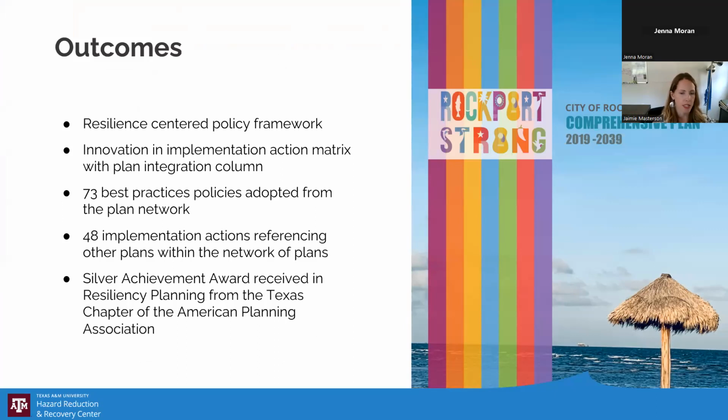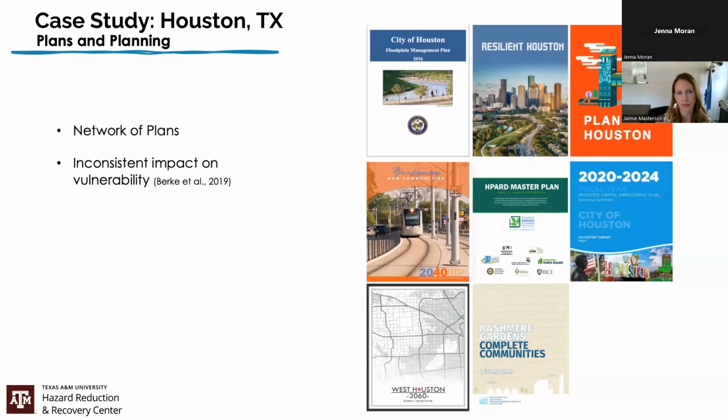Additionally, I said there was this new implementation action matrix that had plan integration incorporated into it. They incorporated 73 best practice policies across the network, which was really exciting. And there were 48 implementation actions that were referencing other plans within that comprehensive plan. And the effort also received a Silver Achievement Award for resilience.